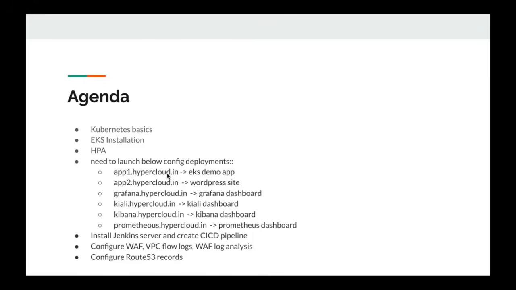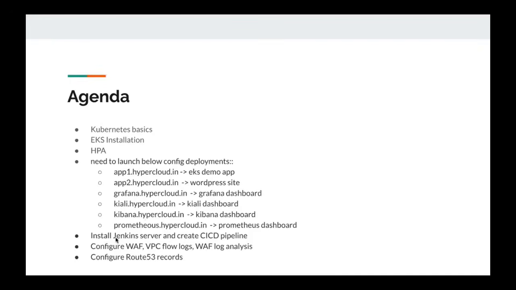We will deploy this type of configuration. Suppose our DNS is app1.hypercloud.in, then it will be our demo app. And if the sub DNS is different, for example WordPress or app2.hypercloud.in, then it will redirect us to our standalone WordPress site. If it is grafana.hypercloud, then it will be the Grafana dashboard. And if it is Kiali, then it will redirect us to Kiali, and so on.